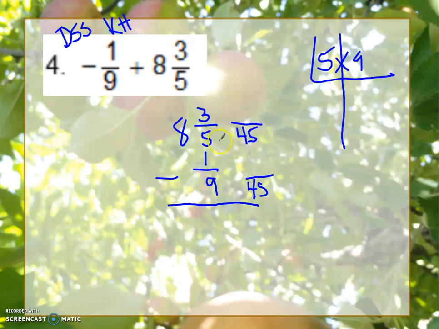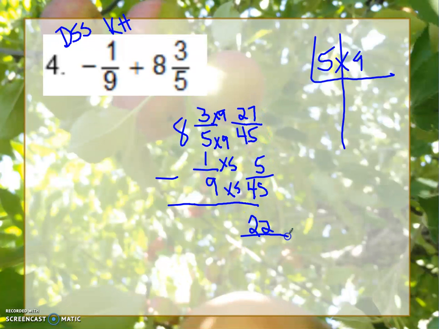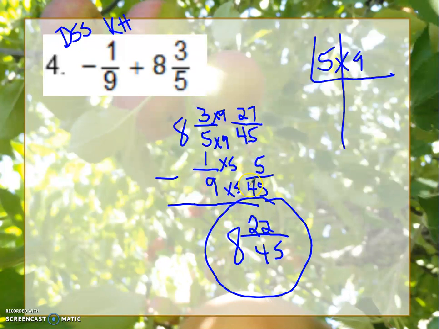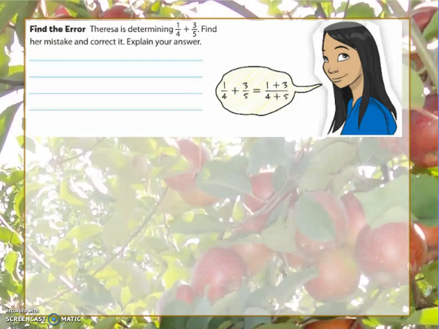So now we're going to do equivalent fractions. Whatever you do to the bottom, you do to the top. 5 times 9 is 45, so 3 times 9 is 27. 9 times 5 is 45, so 1 times 5 is 5. 27 minus 5 is 22 45ths. And I bring down the 8. It's going to be positive. All right, last one. Teresa is determining 1/4 plus 3/5.